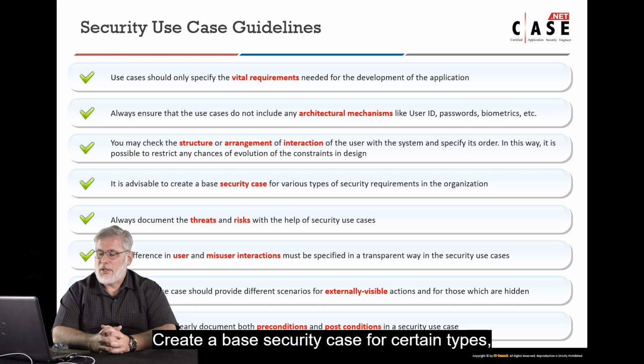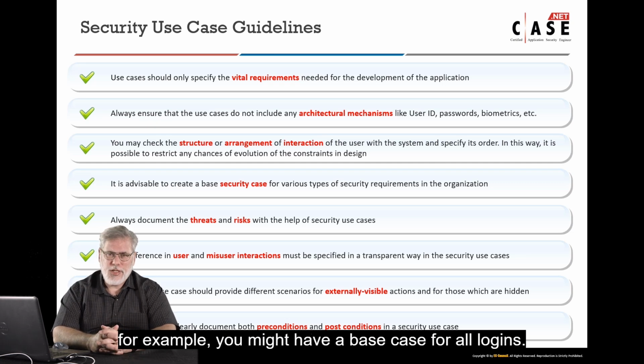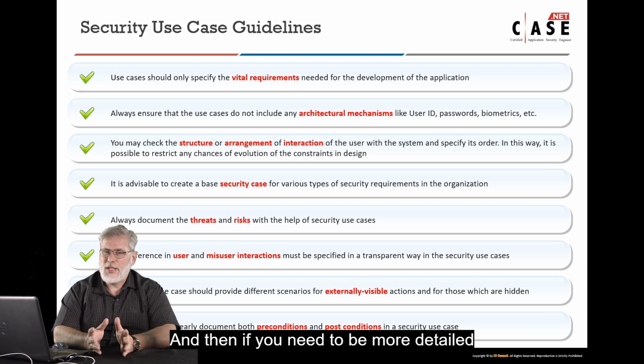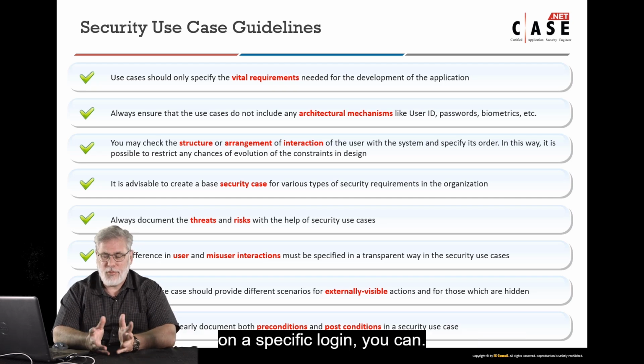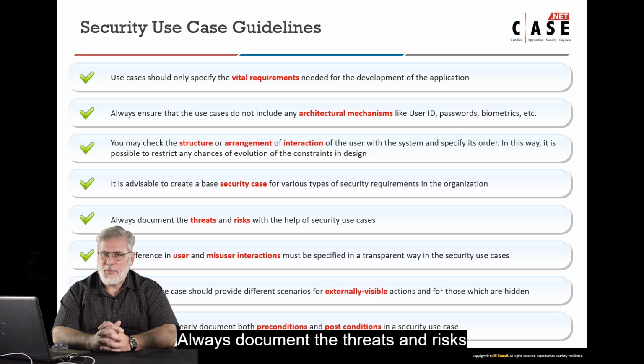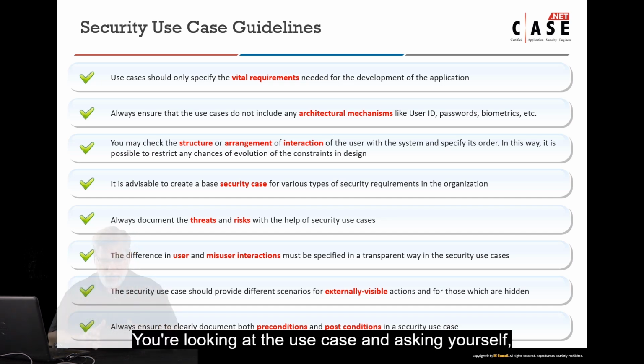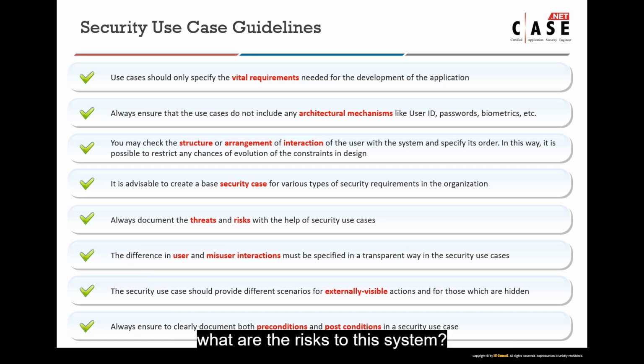Create a base security case for certain types. For example, you might have a base case for all logins. And then if you need to be more detailed on a specific login, you can. Always document the threats and risks with the help of these use cases. You're looking at the use case and asking yourself, what are the risks to this system? That sort of thing. Make sure you know the difference between user and misuser interactions, and make sure that's clear in all your diagrams and requirements.